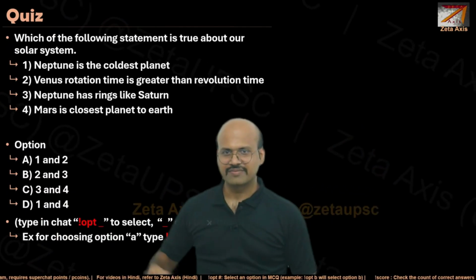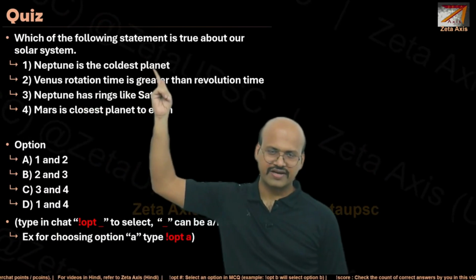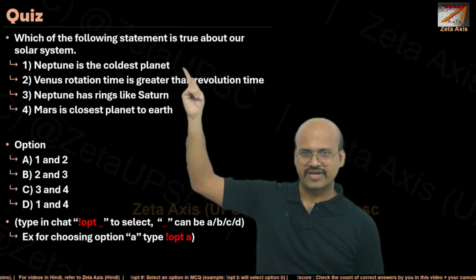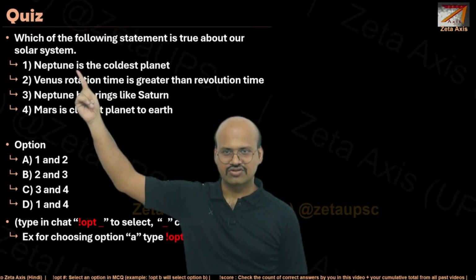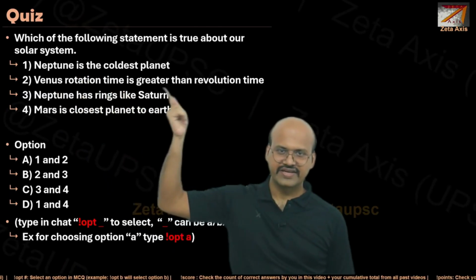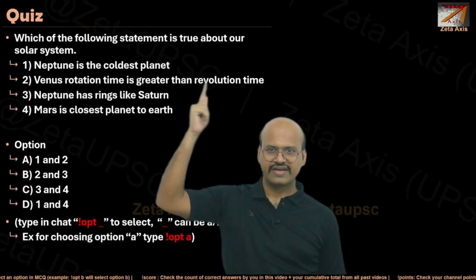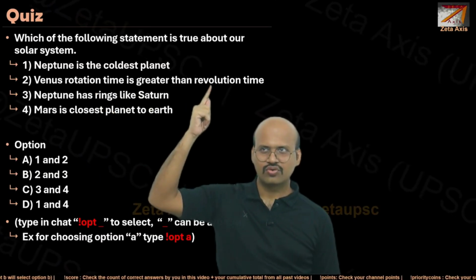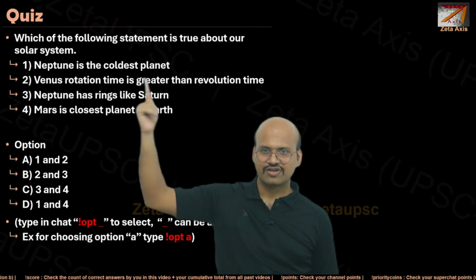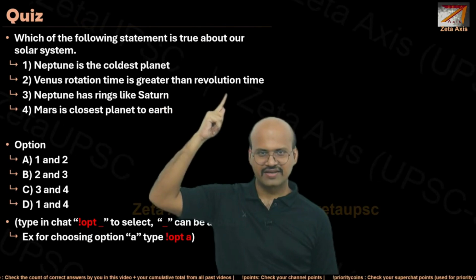So let me see. Neptune is the coldest planet? We have seen that Uranus is the coldest planet because of its orientation of rotation. Therefore, this statement is wrong. Venus's rotation time is greater than its revolution time. This is true. It takes around 240 days for rotation and 222 or so for revolution. So the rotation time of Venus is greater than its revolution time.